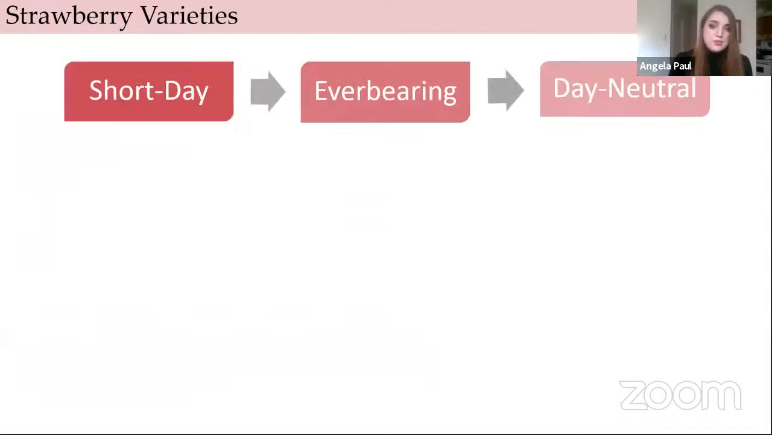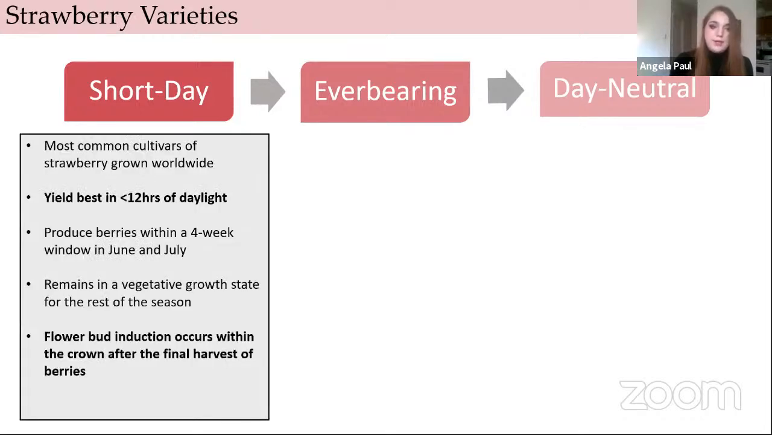So what do I mean by day-neutral strawberry? Currently there are 3 varieties of strawberry on the market. The first are short day strawberry, which are the most common cultivars of strawberry grown worldwide. They tend to yield best in under 12 hours of daylight, hence the name short day, and will produce berries within a 4-week window, starting in mid-June and extending to early July.